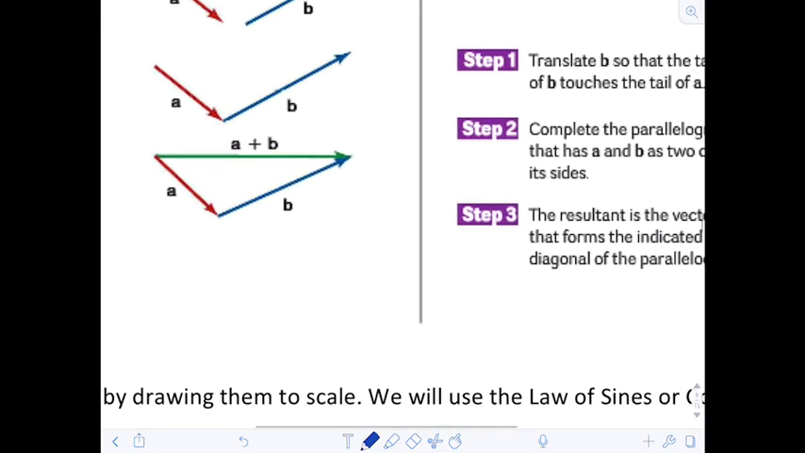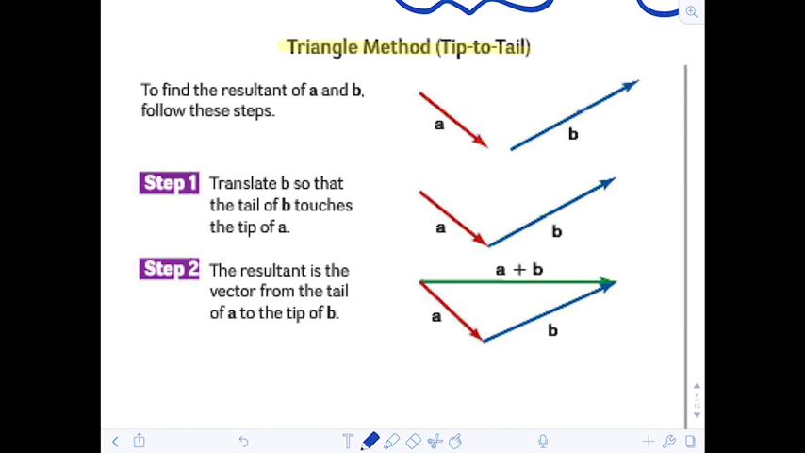If we take a look at the triangle method first, this is where we put the tip of one vector to the tail of another vector to find the resultant. We would slide the vectors around so that the tip of A goes to the tail of B. The resultant completes the triangle from the tail of the first one to the tip of the second one. So it literally completes the triangle.